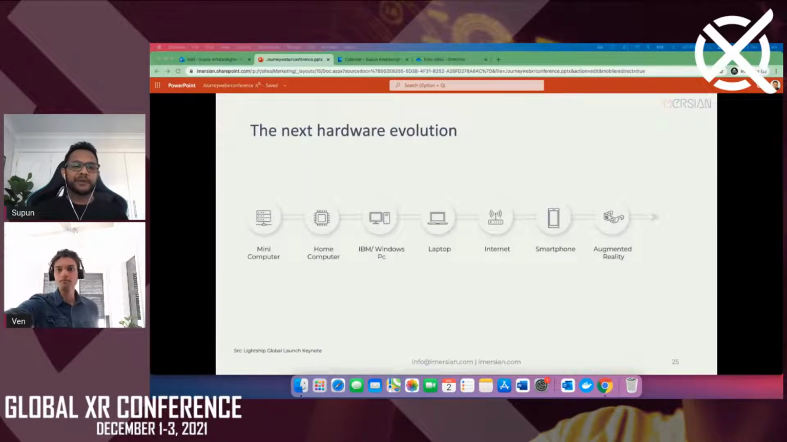As a kid growing up in the 90s, I remember the first computer I used. Then we used laptops, internet, we have smartphones and cloud computing. And now I believe we are at the edge of another technological revolution, and we believe that could be augmented reality.